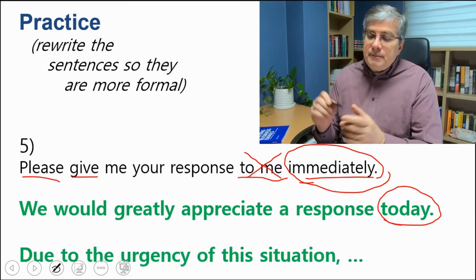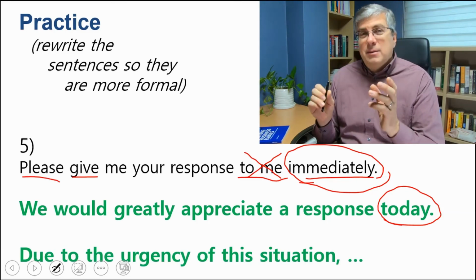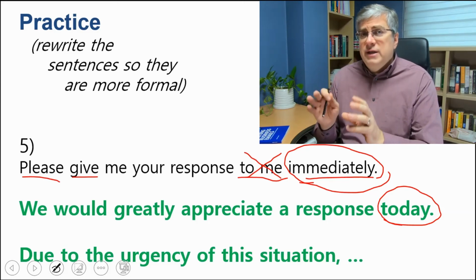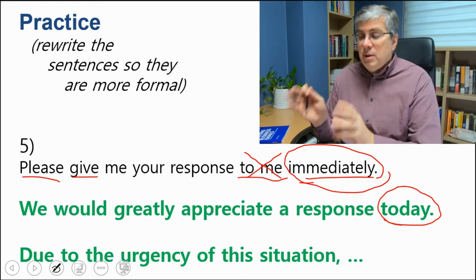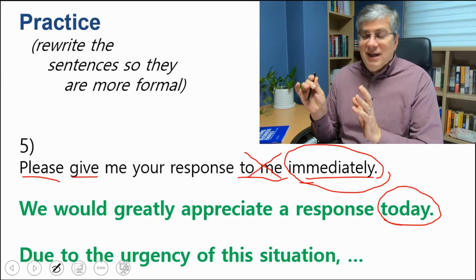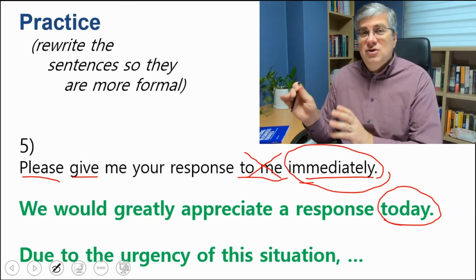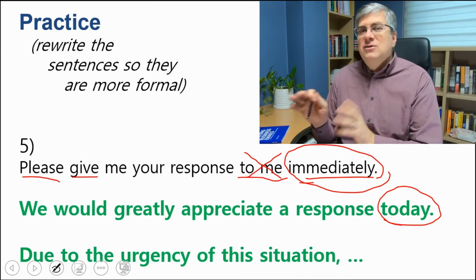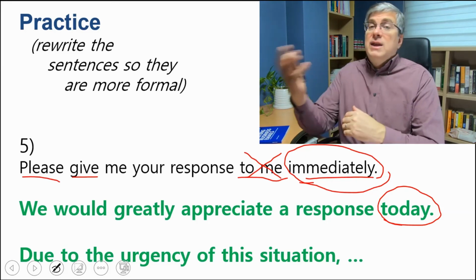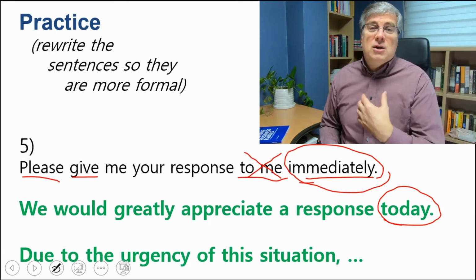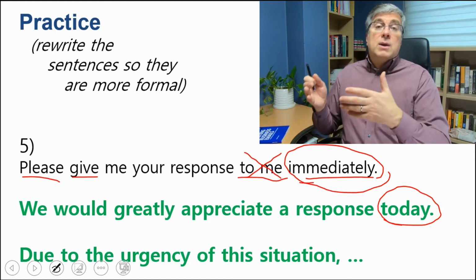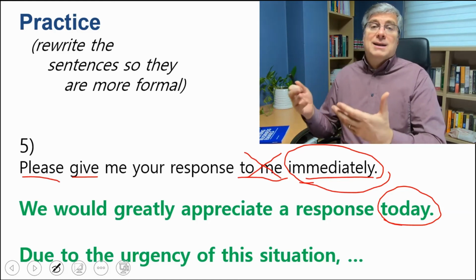You could also write, due to the urgency of this situation, at the beginning of a very urgent request, right? So you may have explained the situation, say, well, due to the urgency of this situation, we would greatly appreciate a response today, or we would really appreciate an immediate response, or a response as soon as you can. Don't put ASAP, spell it out, as soon as you can. But it's a nice touch to put due to the urgency of the situation, so they understand. You don't want to be demanding. You're not trying to be bossy. You're just explaining, look, we have a problem. We have an urgent situation. Please respond immediately. Okay.